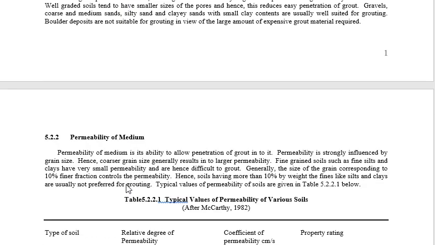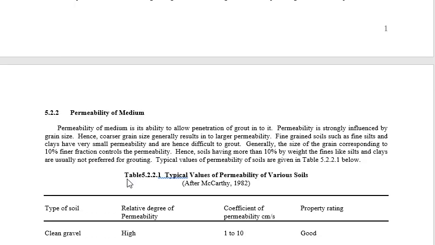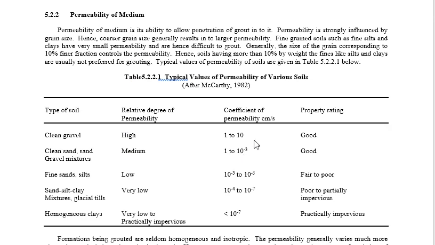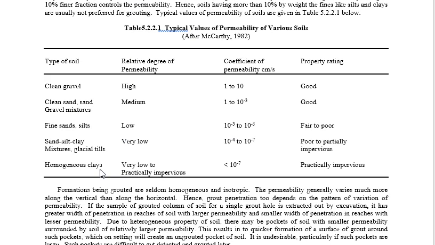Next, permeability of the medium. Permeability also affects the grouting. If the permeability is higher, see here: clean gravels have permeability in the range of 1 to 10, sand maybe 10 raised to -3, then clay up to 10 raised to -7, less than 10 raised to -7.